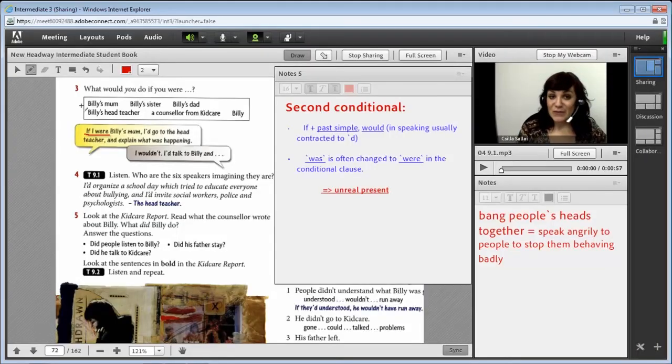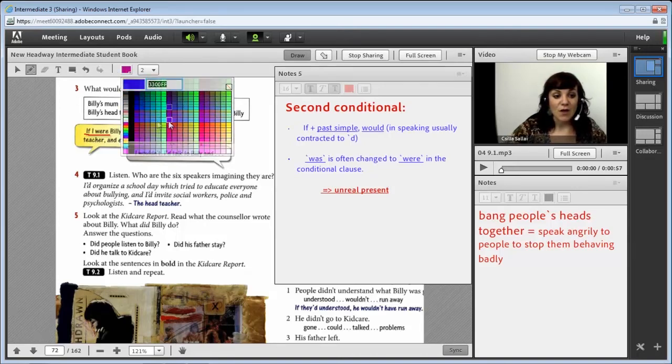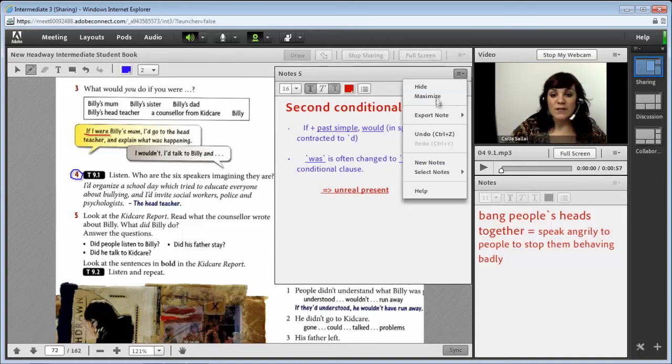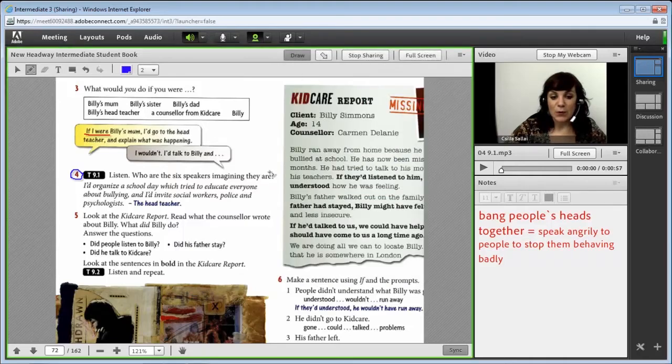I'm sure you had a really interesting discussion with the rest of the class. And now that you've already shared your ideas, let's have a look at exercise number 4 on the same page. Exercise number 4. Listen, who are the 6 speakers imagining they are? So we are going to listen to 6 people imagining they are one of these. So Billy's mom, Billy's sister, Billy's dad, Billy's head teacher, a counselor from Kid Care, or Billy himself.